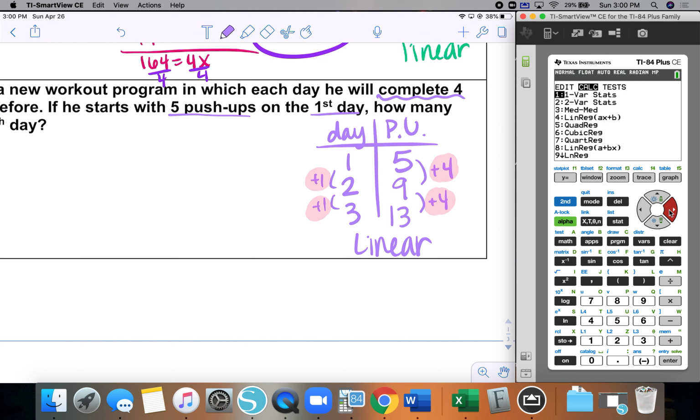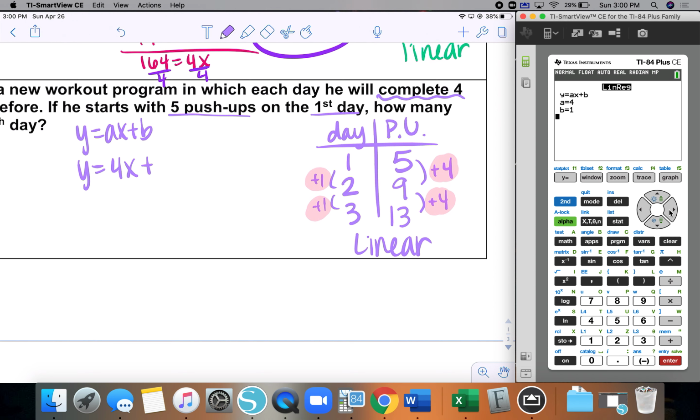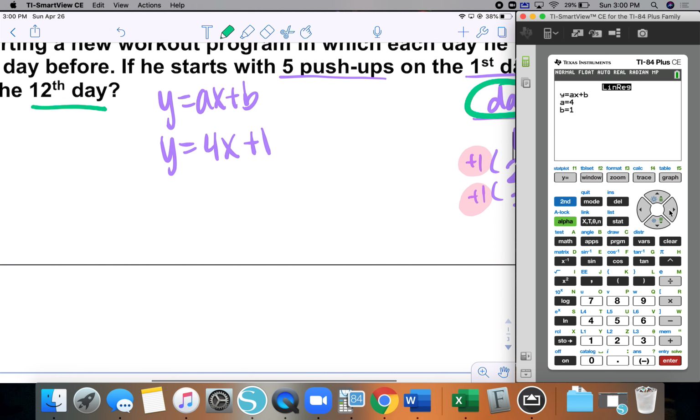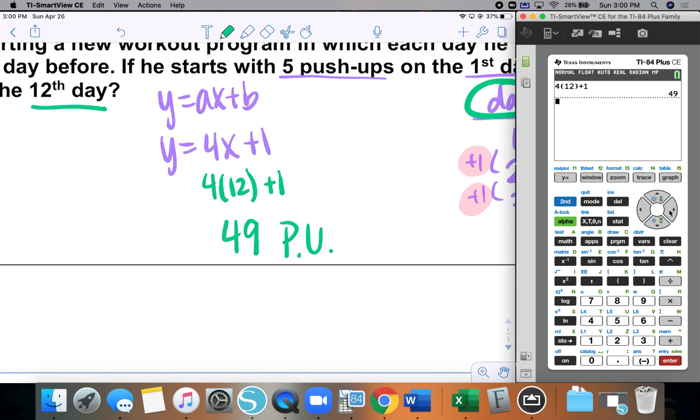So I can do STAT CALC 4. It's ax plus b, so 4x plus 1. And then they've specifically asked for the 12th day. Remember, my days are my x values, so I'm going to plug in 12 for x, and I get 49 push-ups.